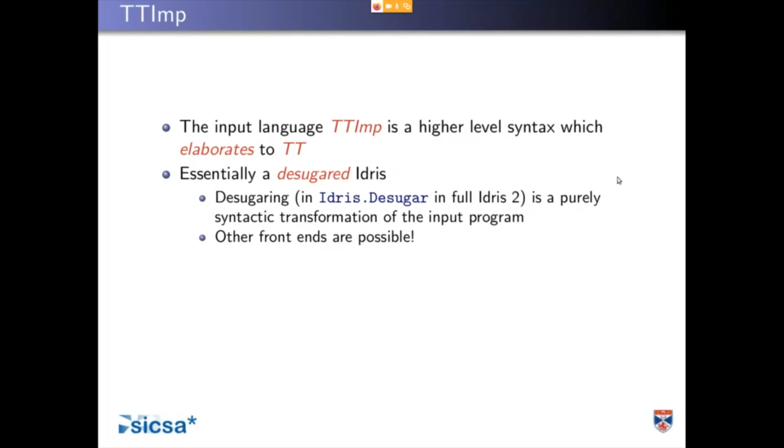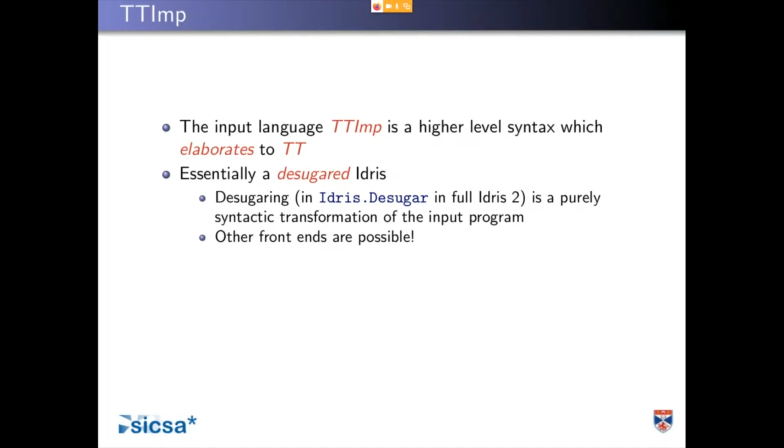So TTImp is basically a desugared Idris. When I say desugaring, I'm really saying that full Idris is literally syntactic sugar for TTImp. There is a module as part of the full Idris2 system, a file Idris.Desugar, and it's a syntactic transformation of the input program. Everything you see in the surface Idris language has a more or less direct translation down to TTImp.